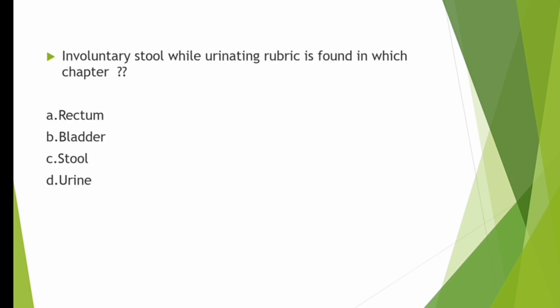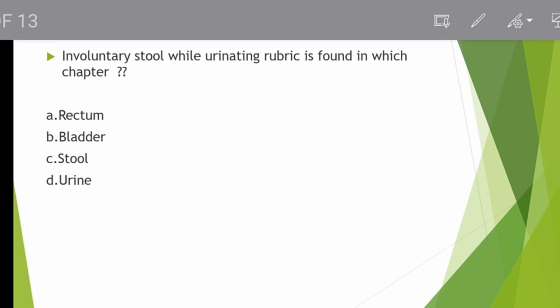For example, here we have a question: involuntary stool while urinating, the rubric found in which chapter? The options: rectum, bladder, stool, urine. Here, how can we exclude? For that, first we have to know the chapters' names. What are the chapters present in Kent's Repertory? Then a basic idea about chapters. If we know those things, definitely we can answer easily.